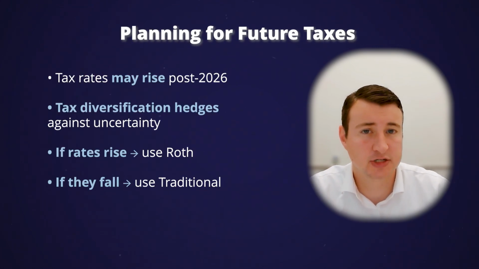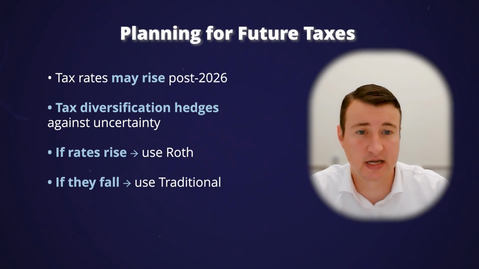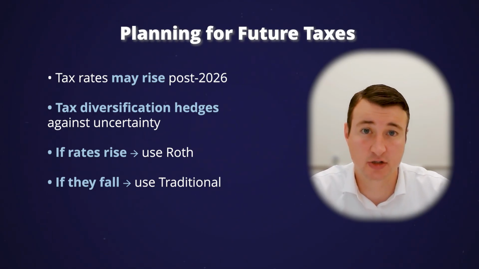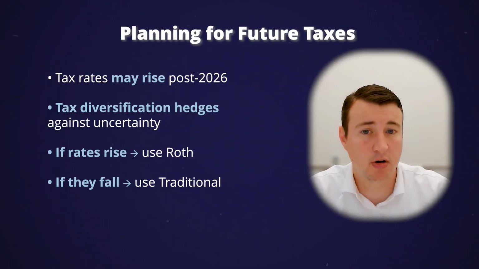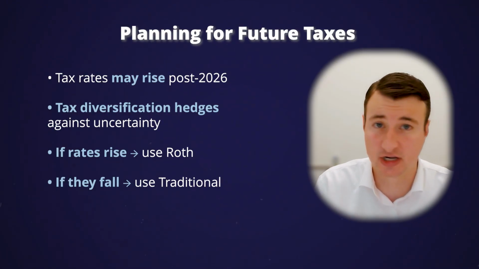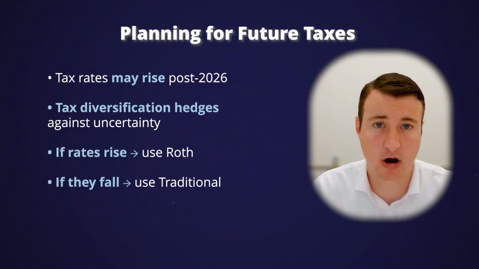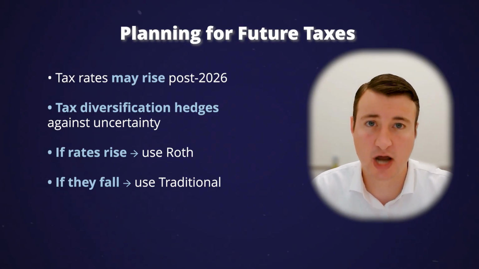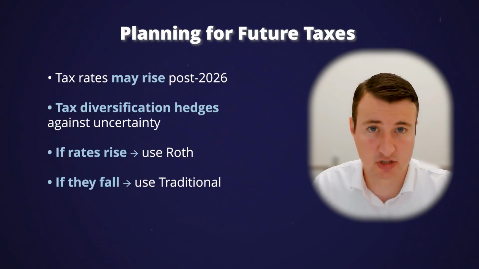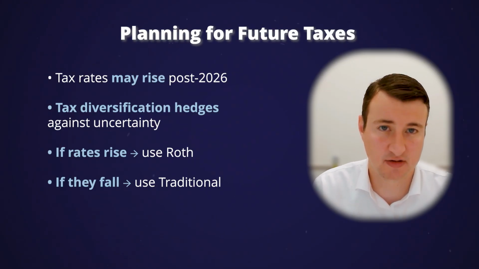The current brackets are not scheduled to rise in 2026, but government spending and debt create pressure for higher taxes over the long term. States may also change tax rules independently. Tax diversification is your hedge against all of that. By having money in each bracket, you're not hostage to whatever Congress decides in the future. If rates rise, you lean Roth. If rates fall, you lean traditional. If rules change for retirement accounts, you have taxable assets as a fallback plan.